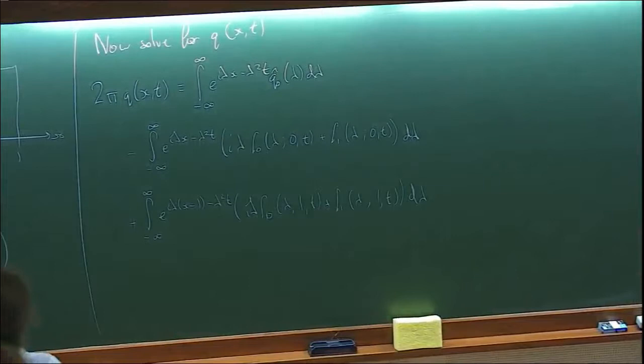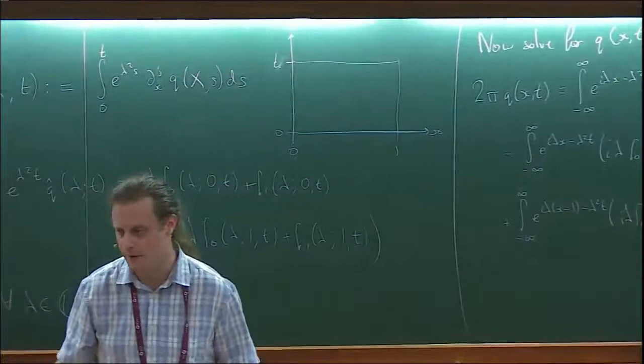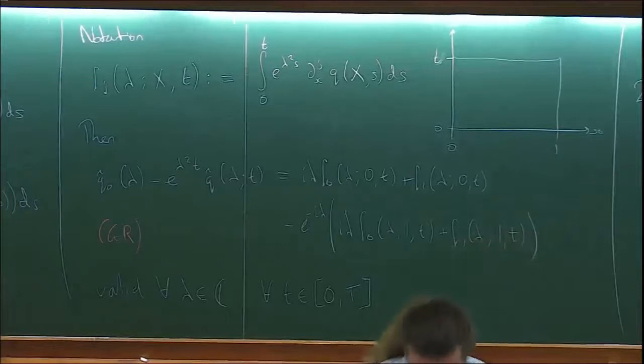Of course, this formula is not going to hold at x equals 0 and x equals 1 necessarily, because, as I said, there was a discontinuity at x equals 0 and x equals 1. So this really only holds in the interior of the spatial domain. But you can take a limit from the interior to get the boundary points, at least, right? Okay.